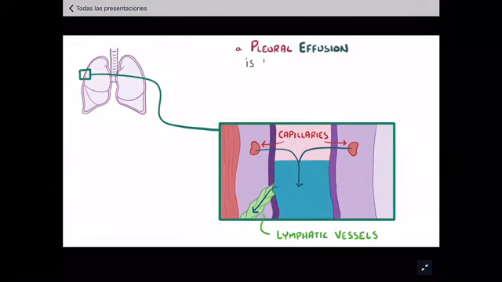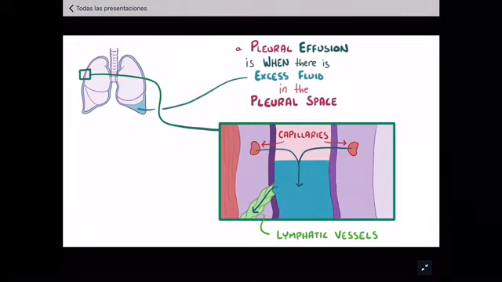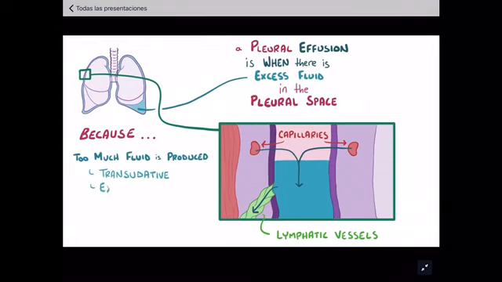A pleural effusion is when there's excess fluid in the pleural space, either because too much pleural fluid is produced by the body, which could be due to a transudative or exudative effusion, or because the lymphatics can't effectively drain away the fluid, called a lymphatic effusion.